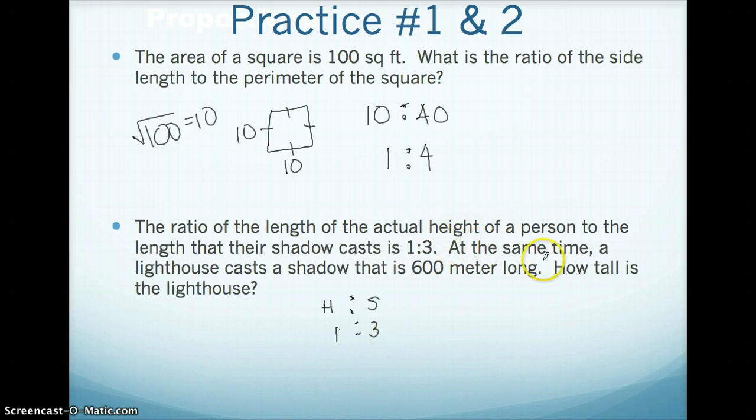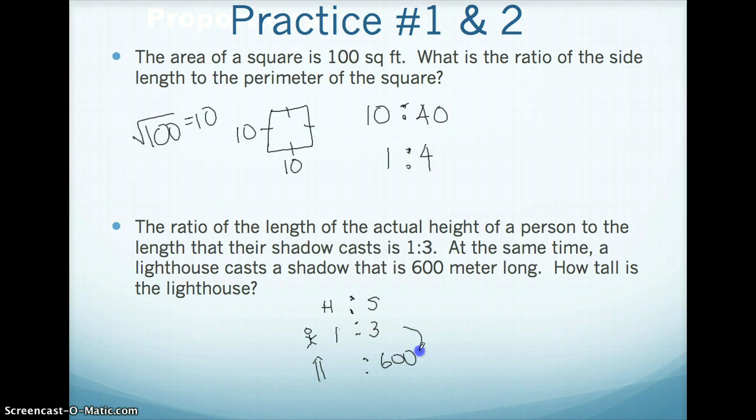So we keep reading. At the same time, a lighthouse casts a shadow that is 600 meters long. So this is the person. You can draw a picture if you want, or you can label it as a person. And this is the lighthouse. And so the lighthouse casts a shadow, so it goes under the shadow category, that is 600 meters long. Right? So we want to know what the height is.